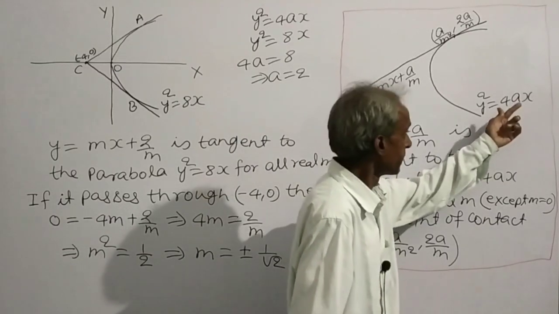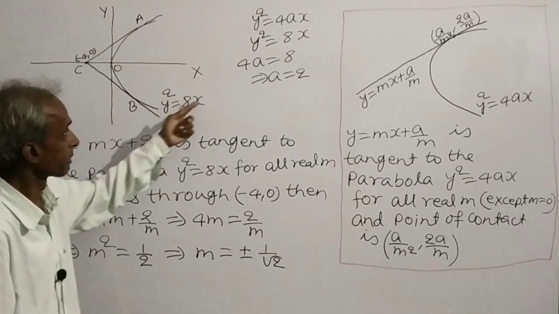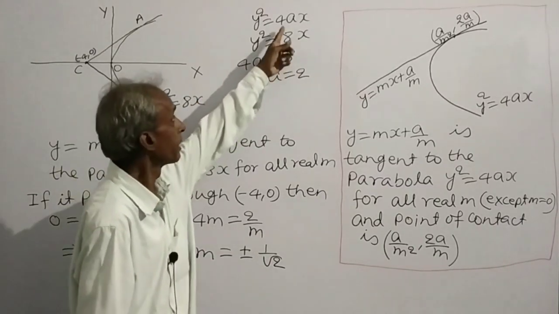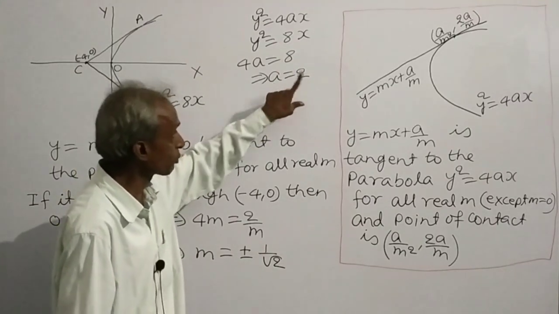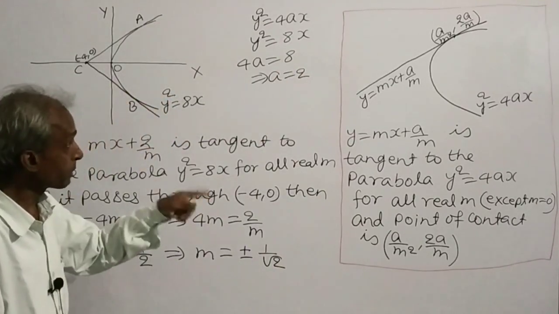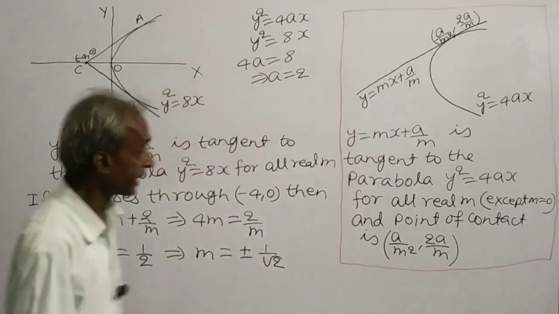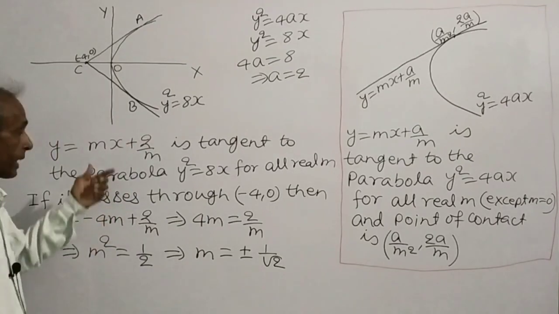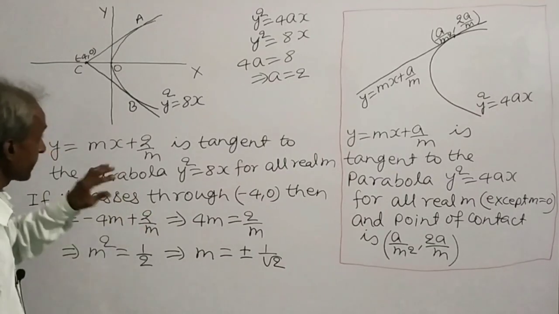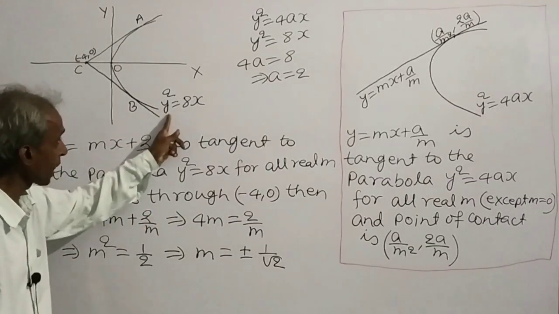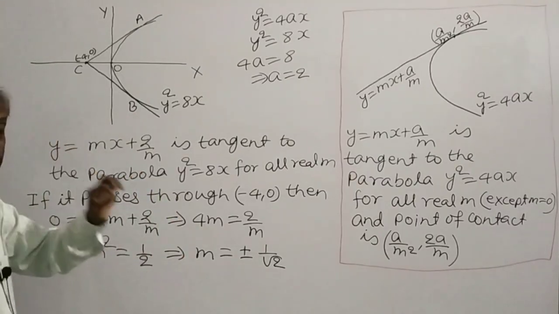Comparing this equation of the parabola with this equation, we see that 4a is equal to 8. That means a is equal to 2. When we put 2 here in place of a, then this is the equation of a tangent to this parabola y square is equal to 8x for all real values of m.